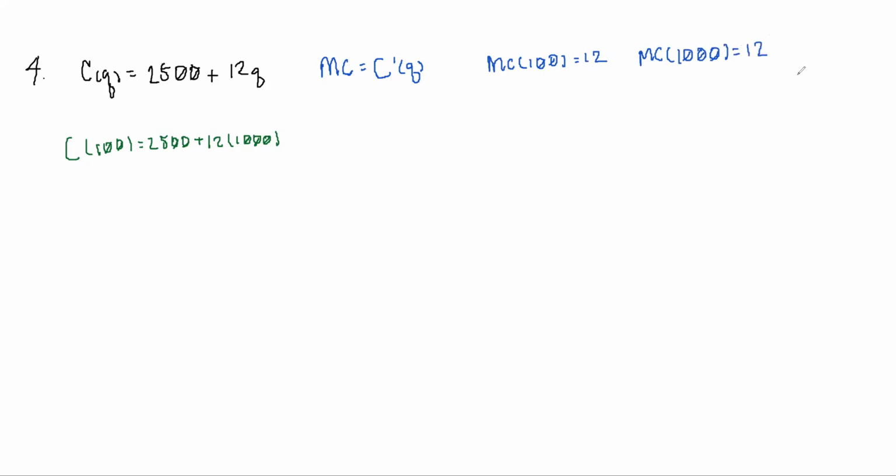We're looking at a line, right? This is a line that is set up like so. We've got our y-intercept of 2500, and we've got a line with a slope of 12. Right? So this is our C of Q. If I gave you this and I asked you to draw me this derivative, what would it look like?